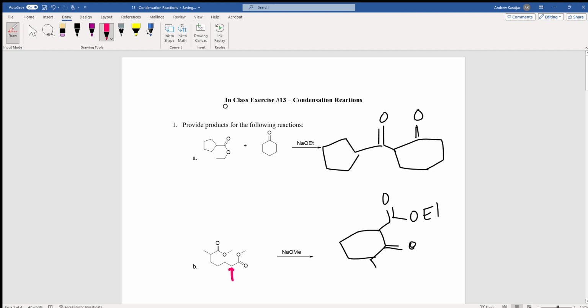Why did we go in that direction? Well, the base here is a relatively strong base, sodium methoxide. So we're making the assumption that it's going to be irreversible, and we're going to form the less substituted or the kinetic enolate.